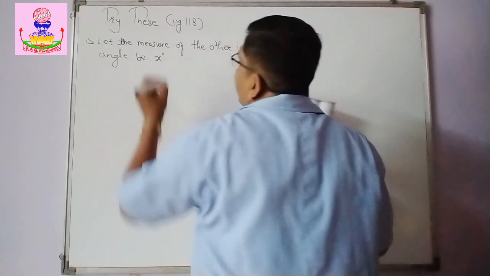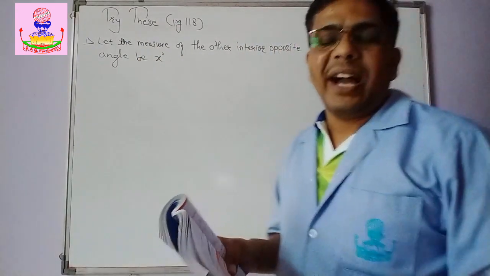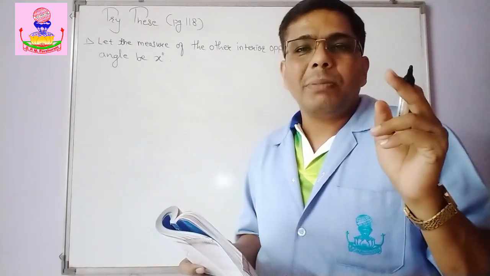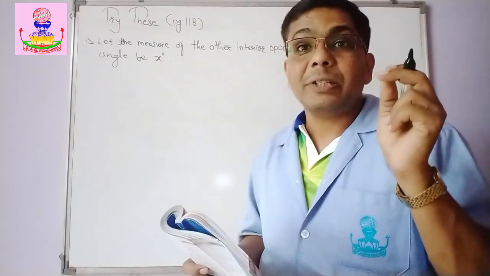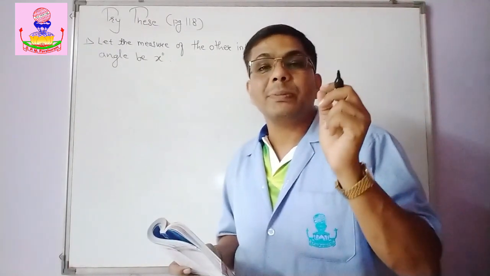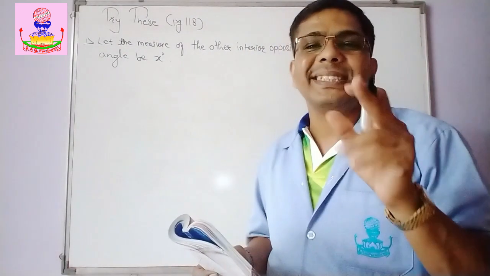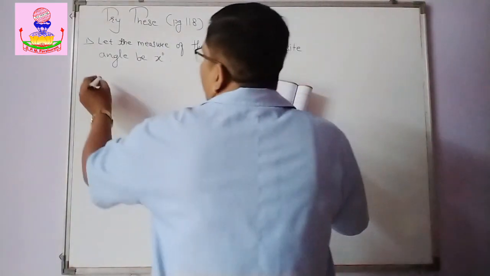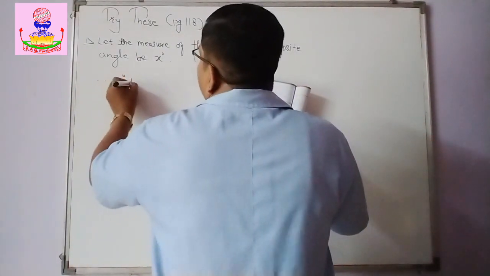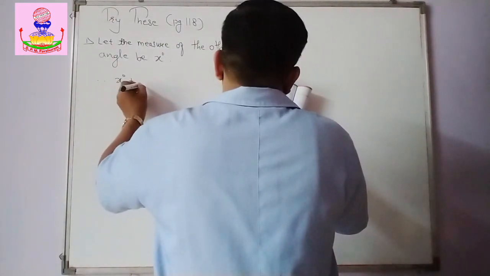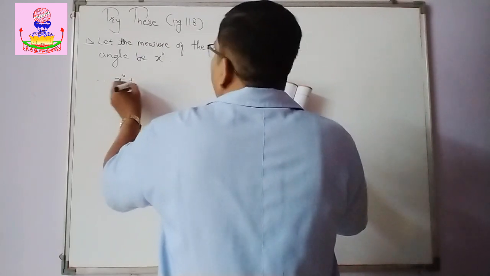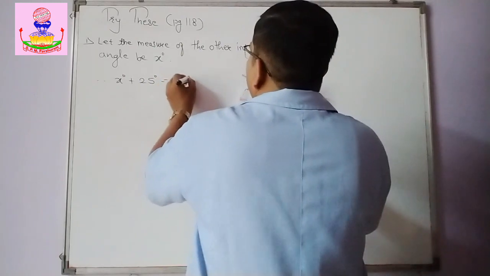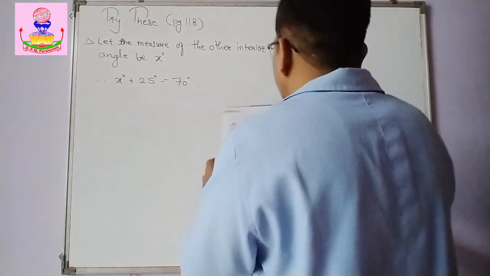Now we know that the sum of the measures of the interior opposite angles is equal to the measure of the exterior angle, by the exterior angle property, right? So we can say here, therefore, x degrees plus 25 degrees is equal to 70. What is the reason?